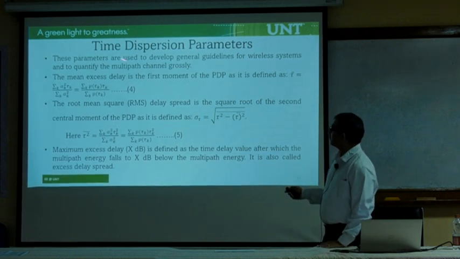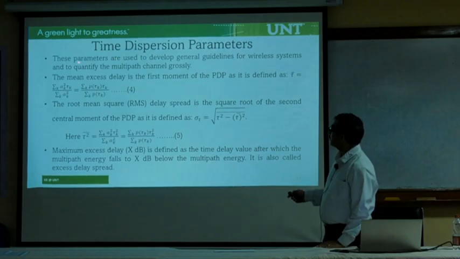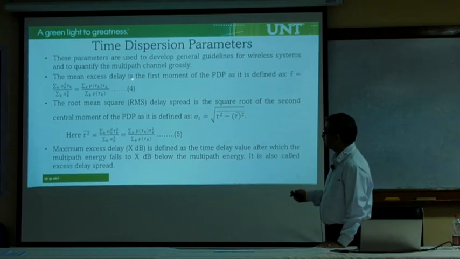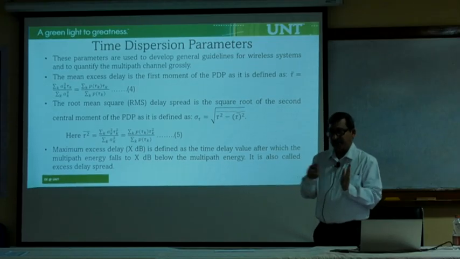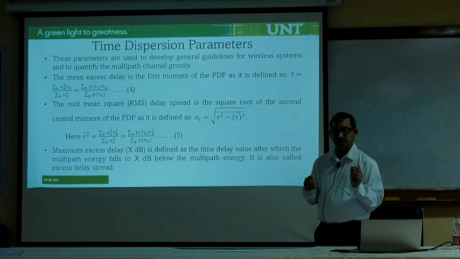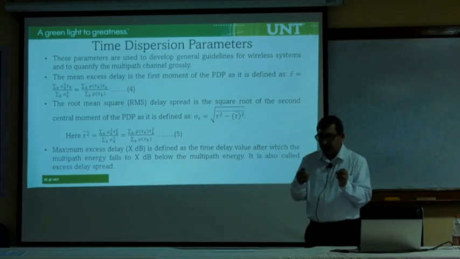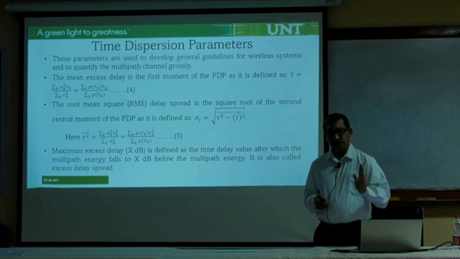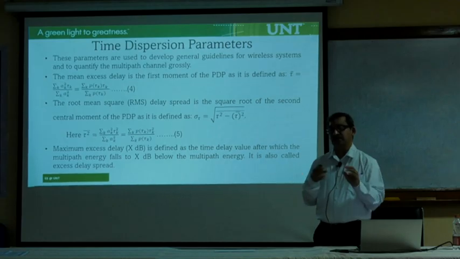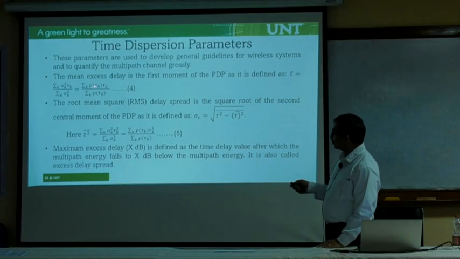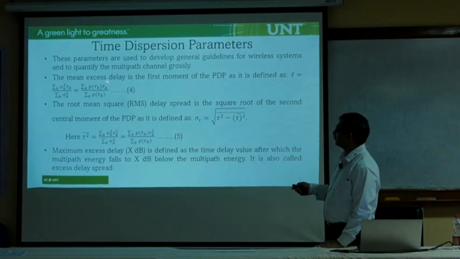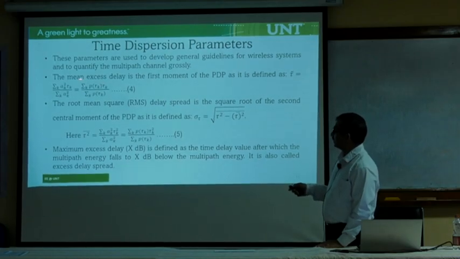So the first thing is mean excess delay. It's like a mean. Basically, think of it as a spread. As I talked about, what are we interested in? What is the spread from the time you receive the first signal to the last signal? What is the delay? So for that delay, look at this. There is a known metric, mean delay or mean excess delay.